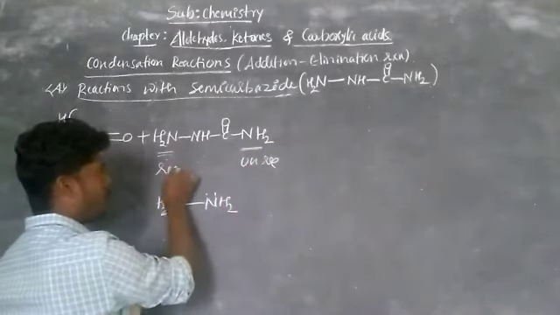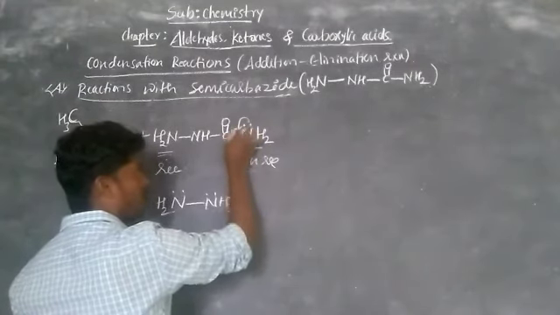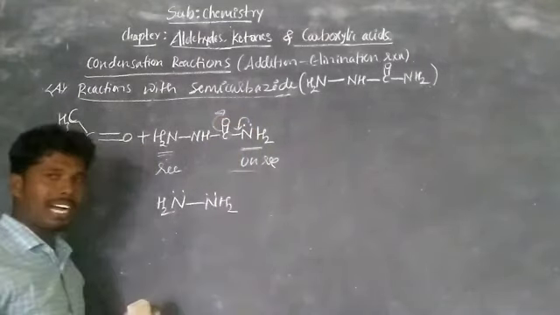This is the reactive one. Why is it unreactive? Because the lone pair electrons are involved in conjugation with this carbonyl group.